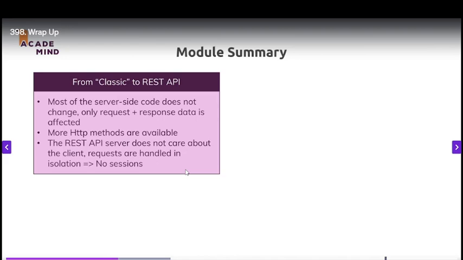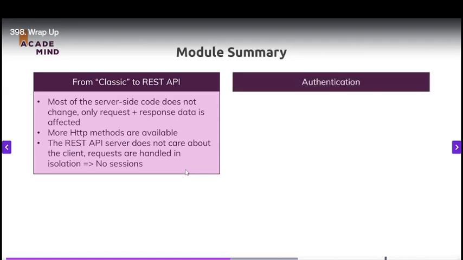Only the request and response data changes because there you send JSON data, you don't render any views. You also got more HTTP methods available, which you can use to, well, construct your endpoints, your API endpoints. And the most important takeaway is that the REST API server does not care about the client. The requests are handled in isolation, so every request is treated as if it would arrive for the first time. So we don't use sessions. The server, the REST API, does not store any sessions. It does not store any client data.